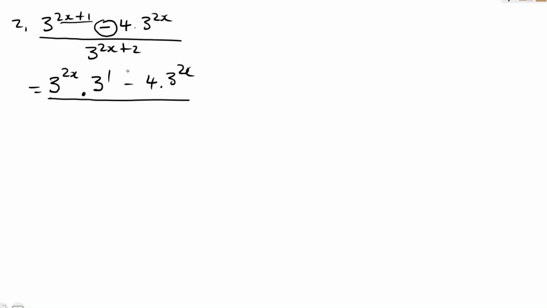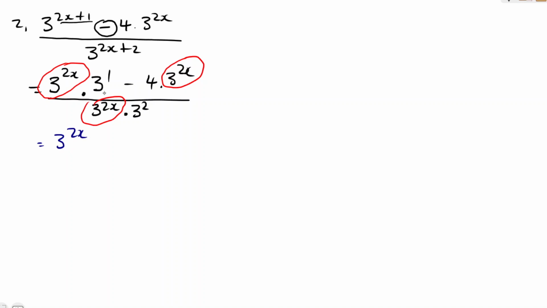Then we go to the denominator. You can say here we have 3 to the power 2x multiplied by 3 to the power of 2. Yeah, so let's look now. What is the common factor here? You can see 3 to the power of 2x. Again, in this one, we have 3 to the power of 2x. Again, here, we have 3 to the power of 2x. So we have to take out this common factor, which is 3 to the power of 2x.